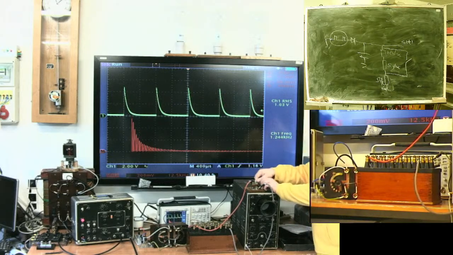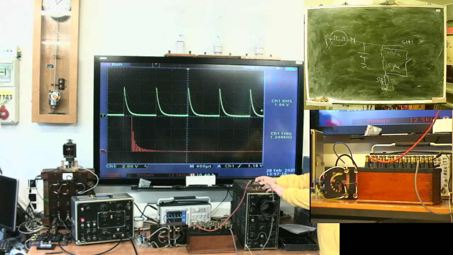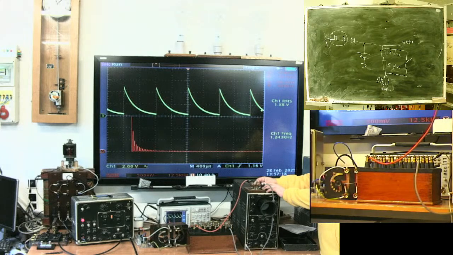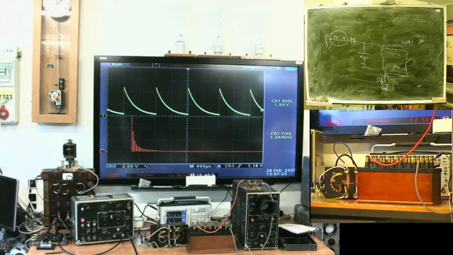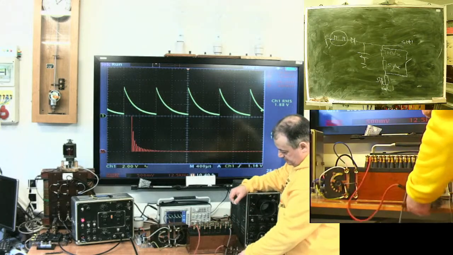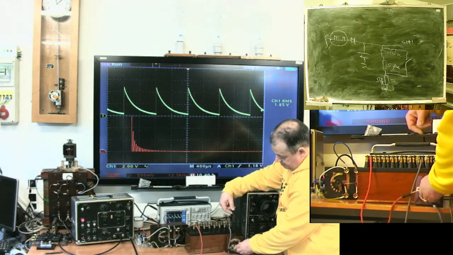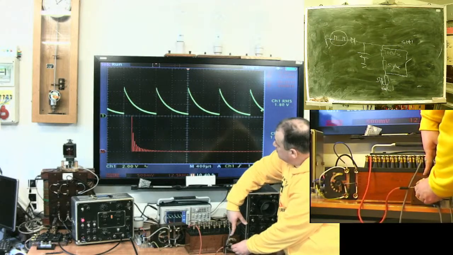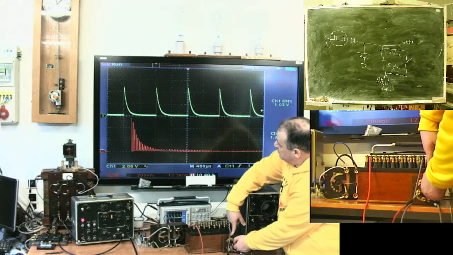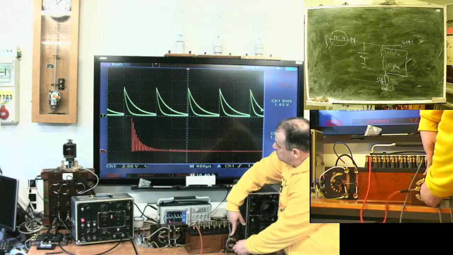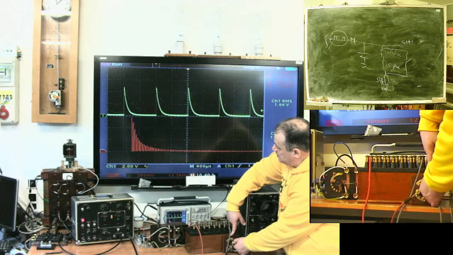So fast change means wide spectrum. Slow change means short frequency area. Fast change, long spectrum. Slow change, short spectrum.